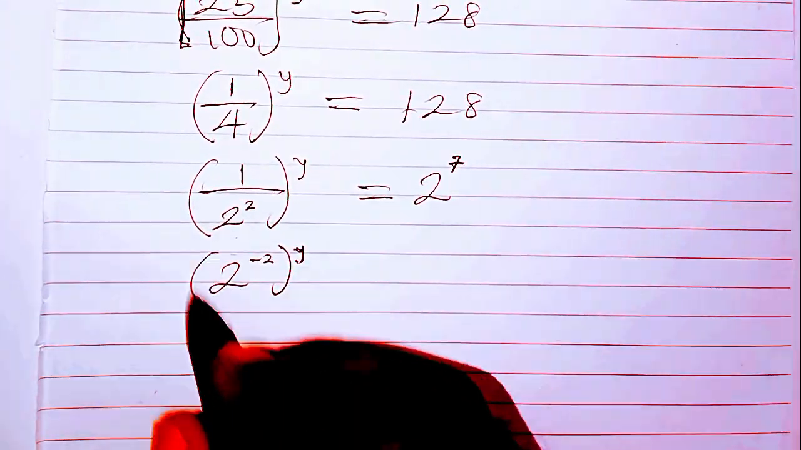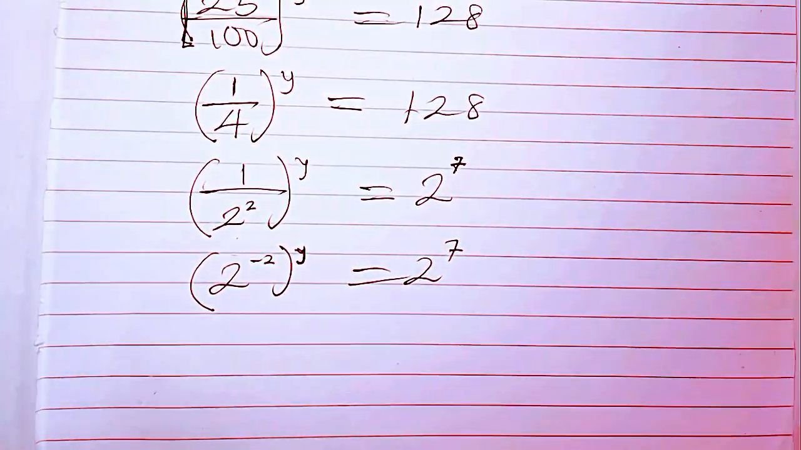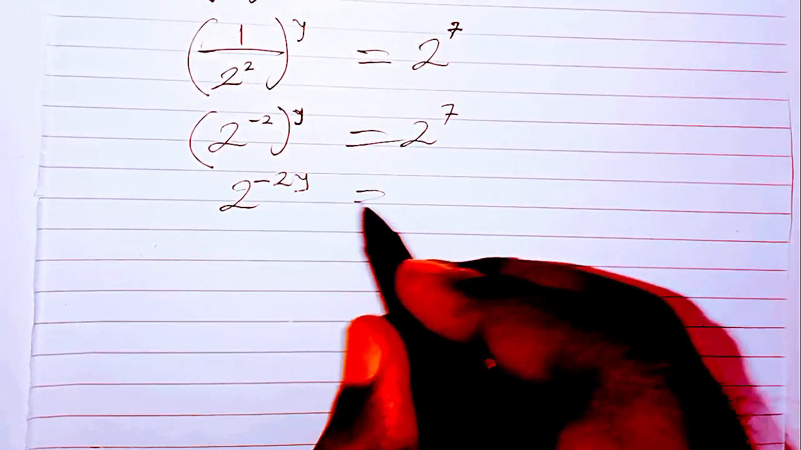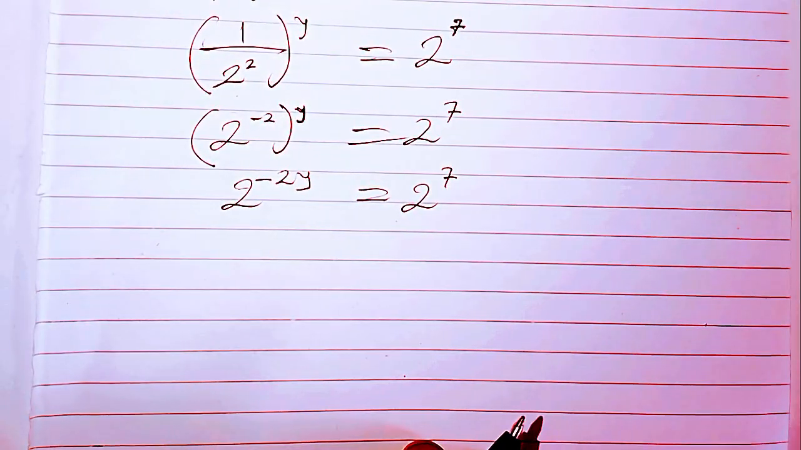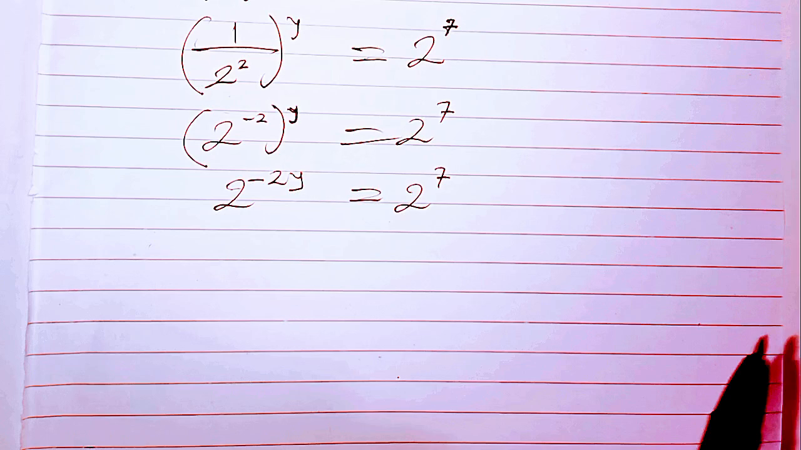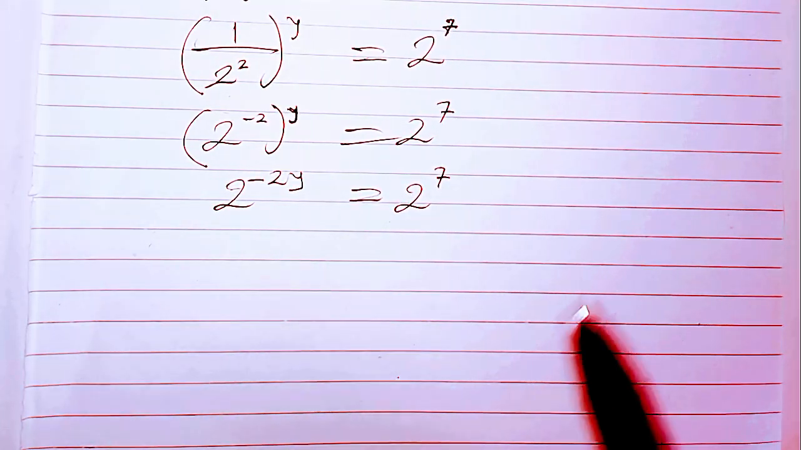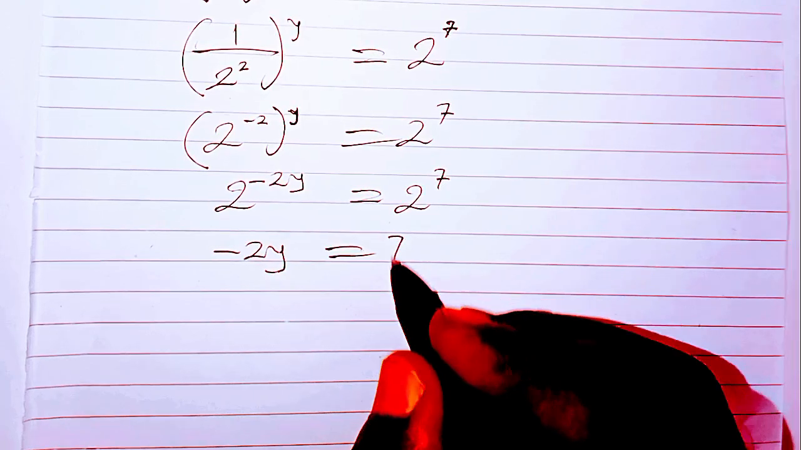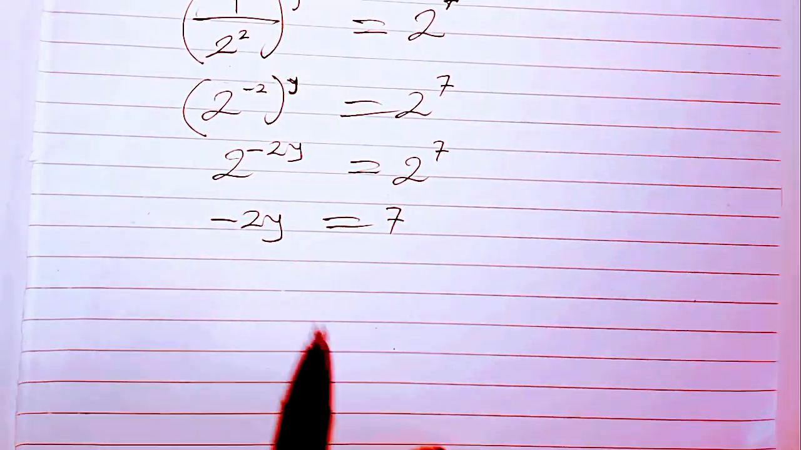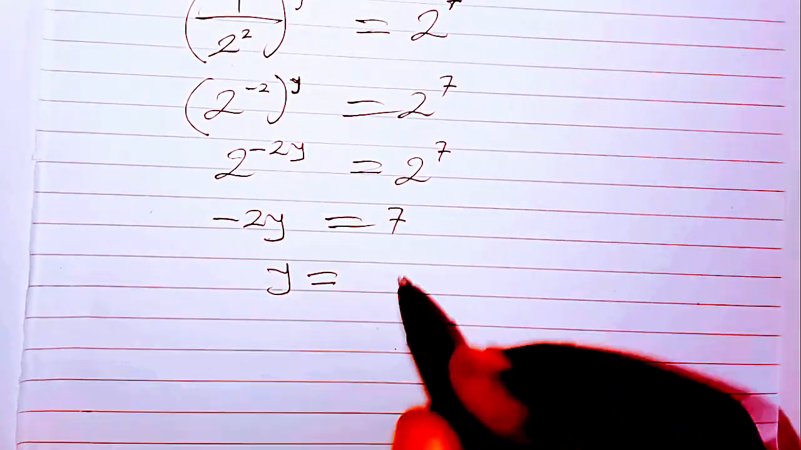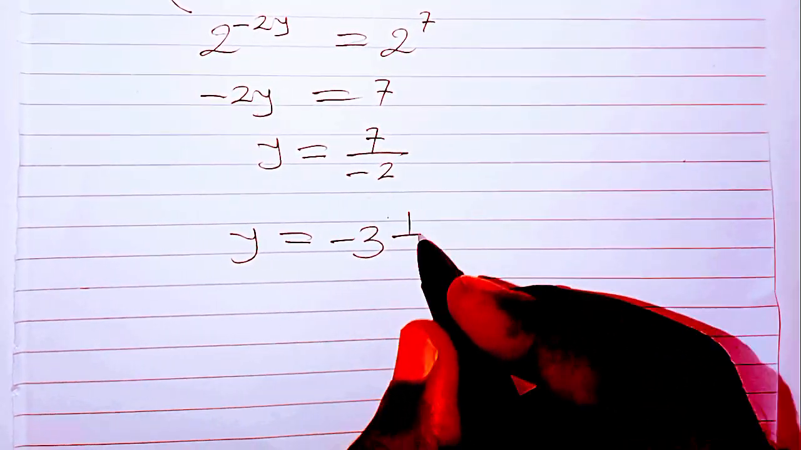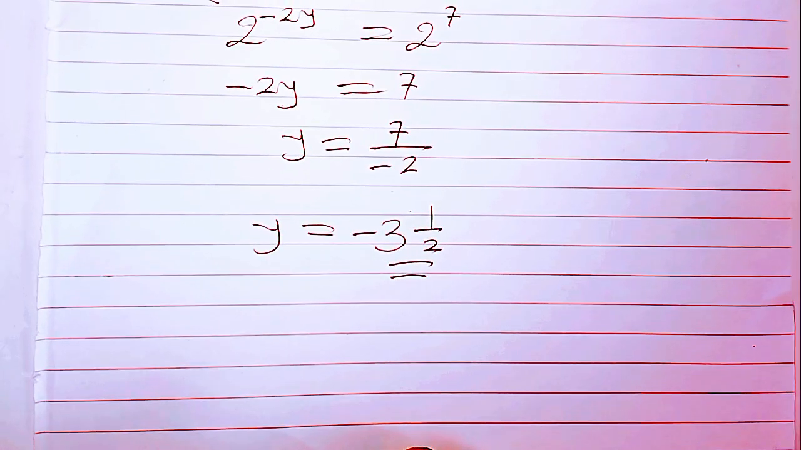We still have our y there, equal to 2 raised to the power of 7. And when you multiply the powers, you have 2 raised to the power of minus 2y equal to 2 raised to the power of 7. So we ended up having the same base, and therefore we can easily equate the indices. Equating the indices, we have minus 2y equal to 7, and of course we divide both sides by the coefficient of y. So our y becomes 7 divided by minus 2, and finally we can write it in its simplest form as minus 3 whole number 1 over 2. So that's the answer to such a question.